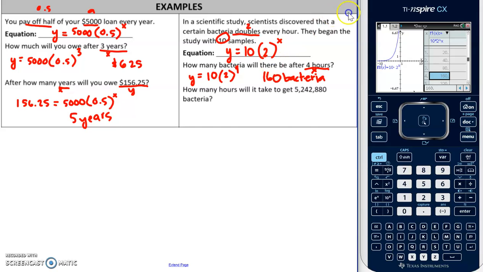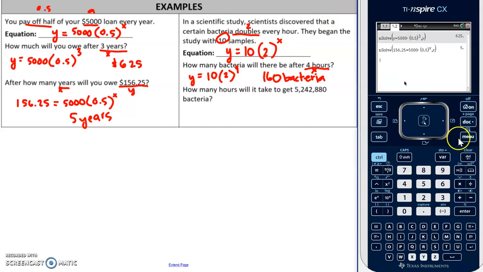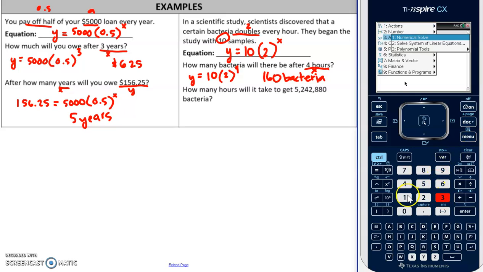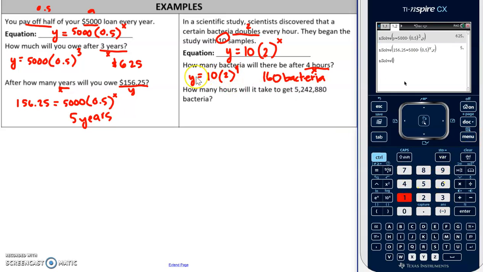right? And again, I could do that in my calculator. If I go menu, algebra, numeric solve, if I type in this one, so I do Y equals 10 times 2 to the 4th power, arrow out of that, do comma Y, hit enter, 160, woohoo, it matches. Okay, so that's what we're doing.